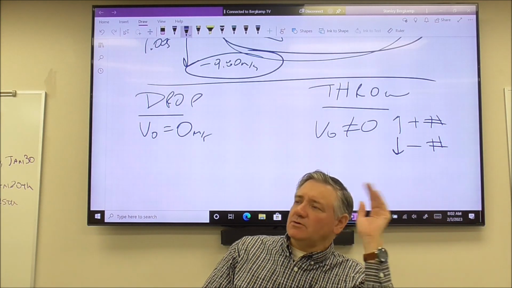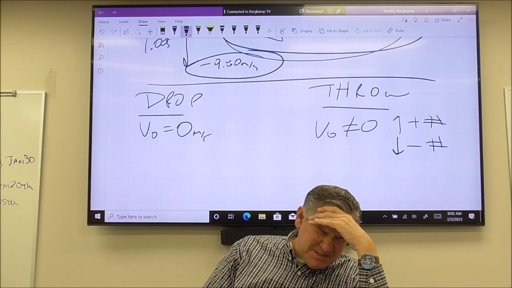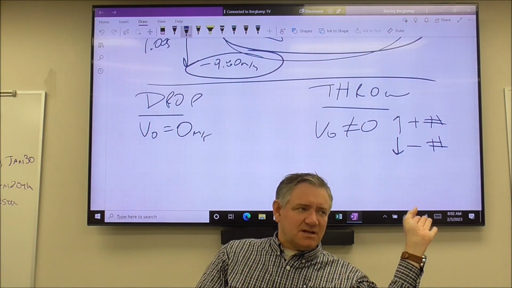You don't have to think about it like, oh, what is it going to be? Maybe it's negative 10, maybe it's, no. It's going to be negative 9.8 meters per second squared.